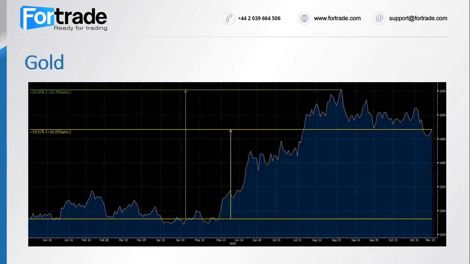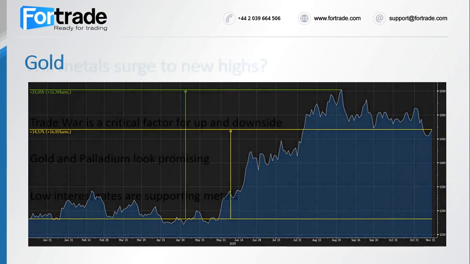The other big story of the year in metals has been the performance of safe haven gold. The safety-first reputation of gold has not stopped the precious metal from being a top performer. From January 1st to September, gold jumped over 21%. It's currently trading nearly 15% higher than the beginning of the year.